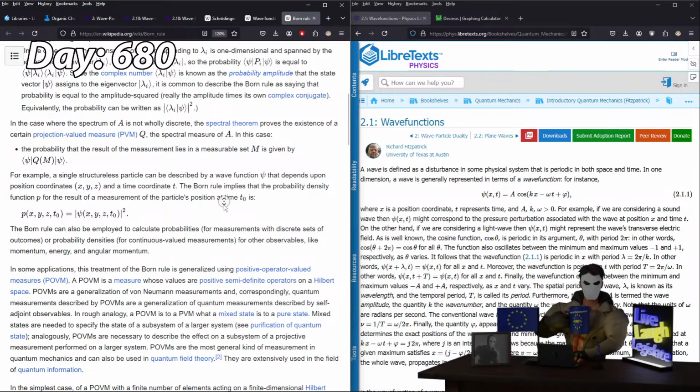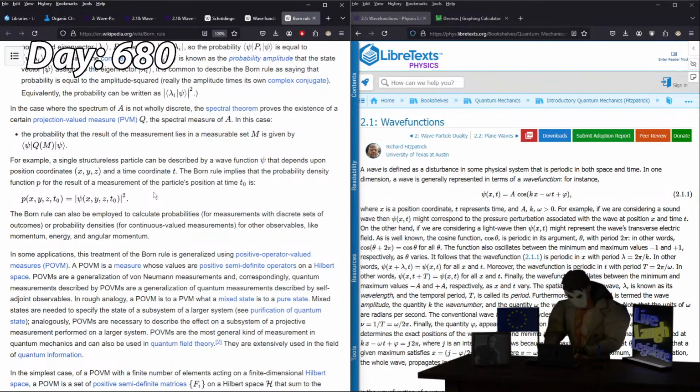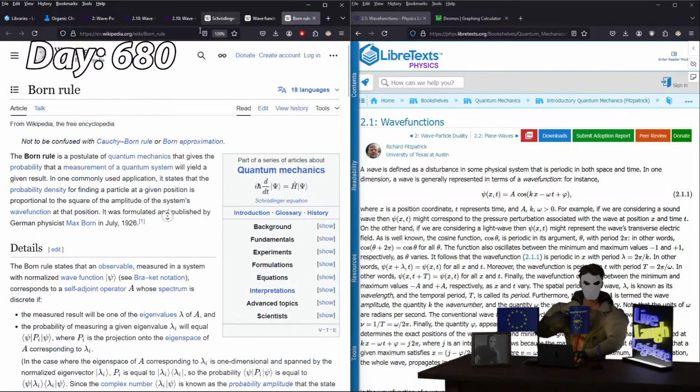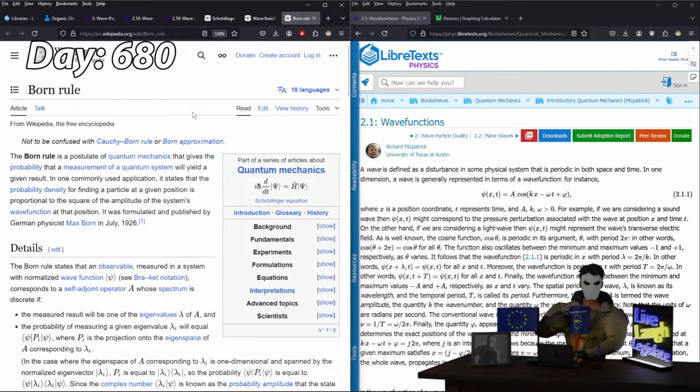A single structureless particle can be described by a wave function that depends upon position coordinates and a time coordinate. The Born rule implies that the probability density function p for the result of a measurement of particle position at time t is this. Okay, so that's where it comes from. Okay, good. We've pinpointed the origin of the assumption. Alright, Born rule, sweet. Okay, good. Now all we need to do is expand on it.